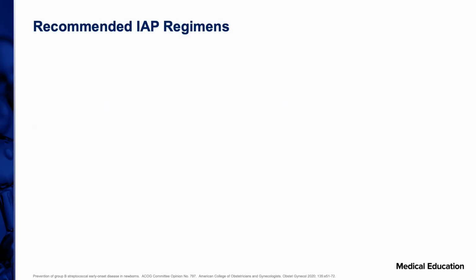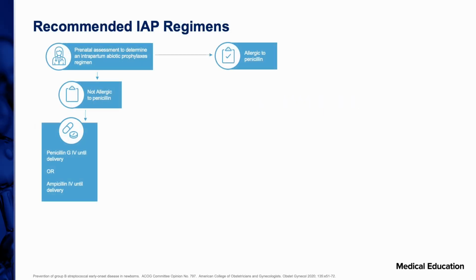Importantly, though, when we think about IAP, 8 to 10% of pregnant mothers who are colonized with group B strep report a penicillin allergy. Now, that can range from an allergy that's an IgE-mediated response to other things. We'll go over them in more detail, but there are a lot of different scenarios where maybe penicillin would still be warranted.